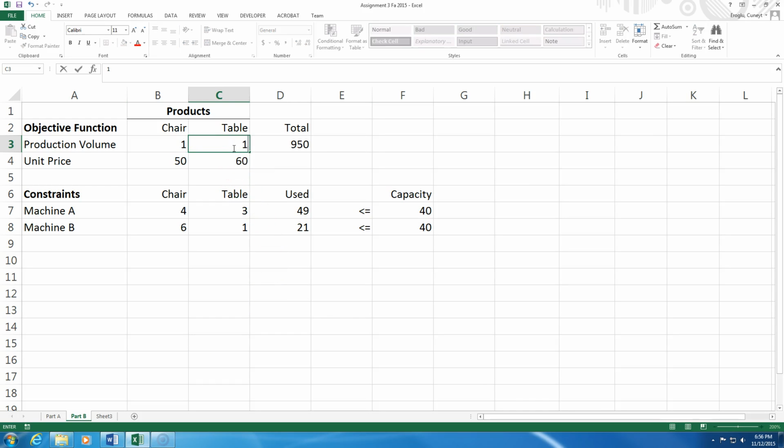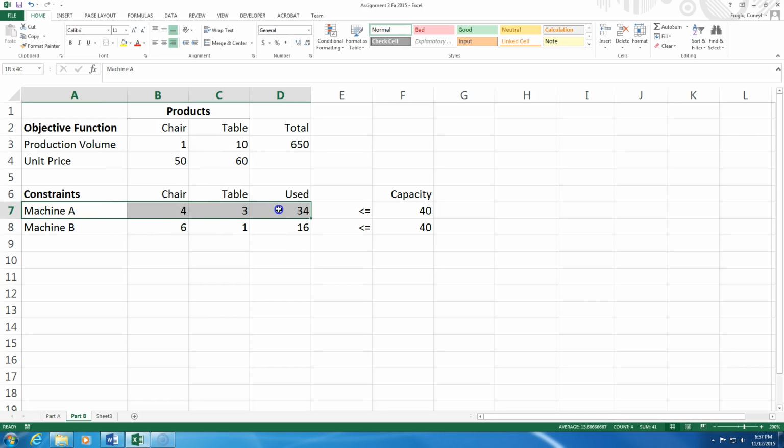So let's say 10. So this is how we set up our optimization model. We want to optimize, maximize total revenues by deciding how many chairs and tables to make. These are our decision variables. And we have two constraints, one constraint for machine A and one constraint for machine B.